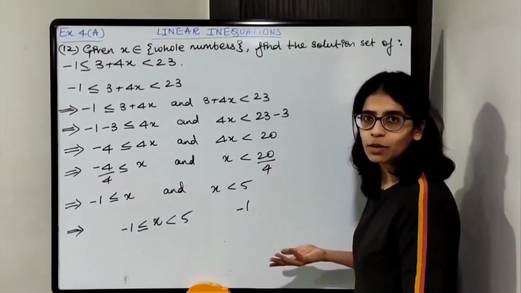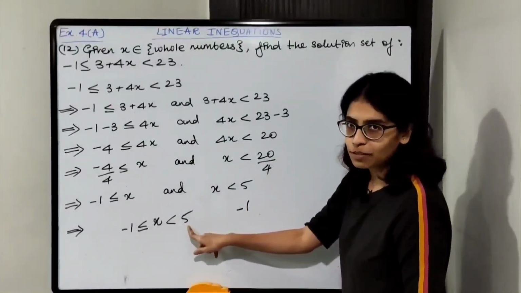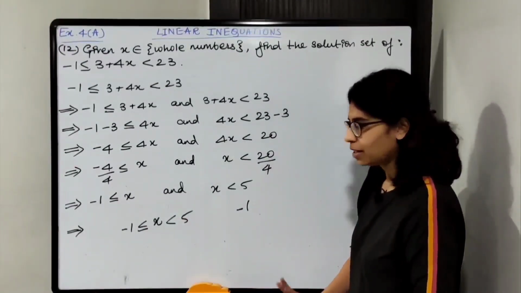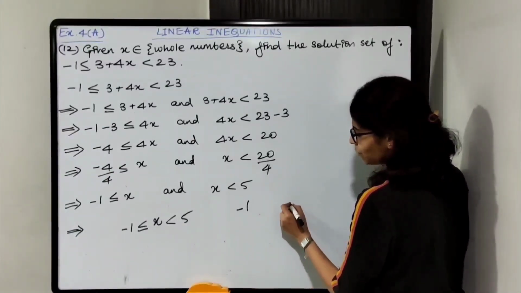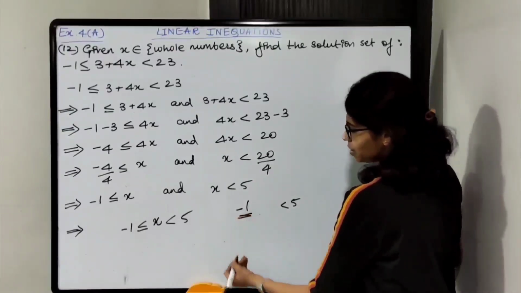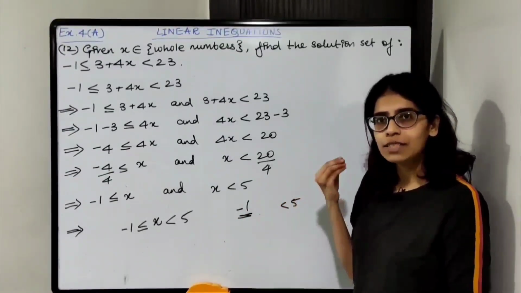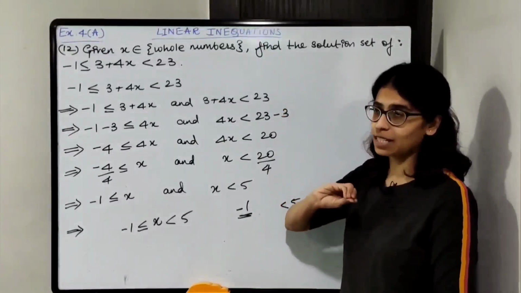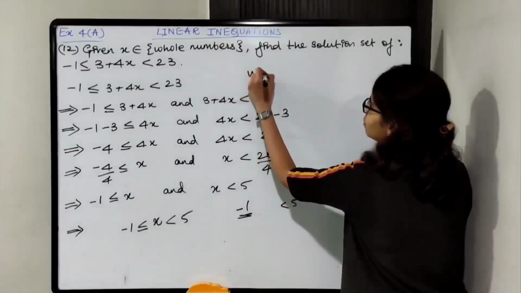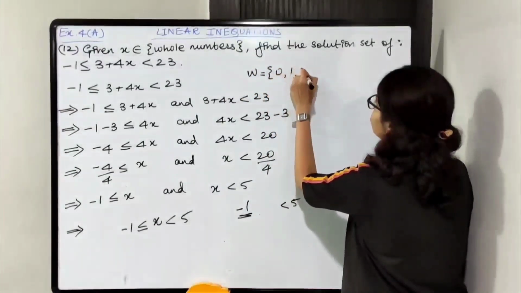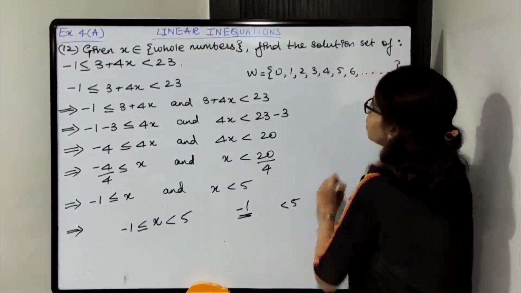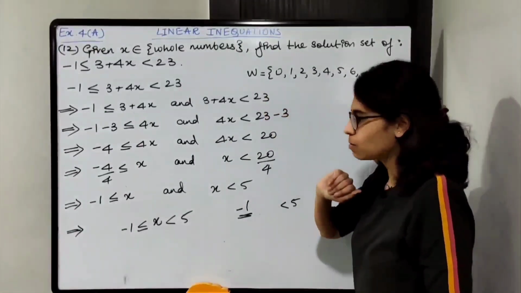And maximum value क्या होगा? It cannot be equal to 5. Okay, यहाँ पे equal to नहीं है. So it will be less than 5. Okay, less than 5. So 5 से कम होगा. Okay, and it can be equal to this. Let us see what will be the solution set. But before that, what is the replacement set? Replacement set is the set of whole numbers. So whole numbers क्या है? 0, 1, 2, 3, 4, 5, 6. Okay. So we have to choose the values from this.